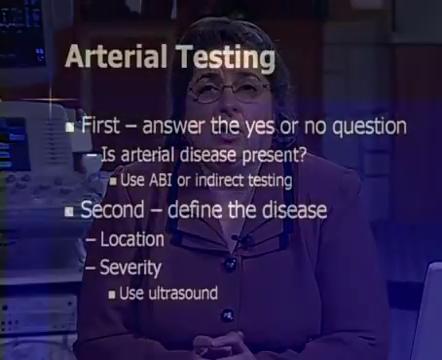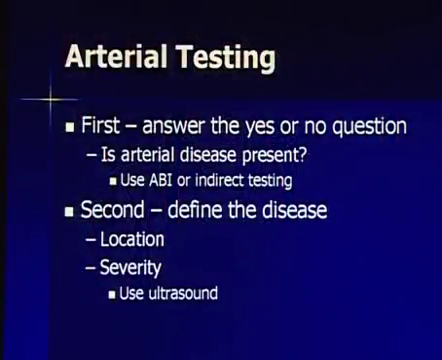When we first see a patient that presents for arterial testing, we need to find out whether or not vascular disease is present. And this can usually be accomplished with a simple test called the ABI, or ankle brachial index. This can rapidly assess whether or not arterial disease is present.